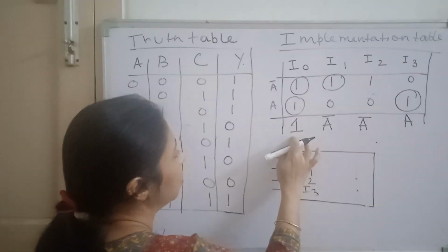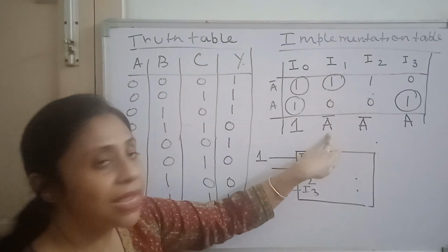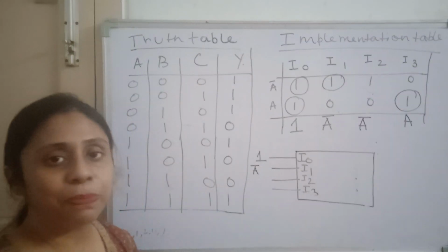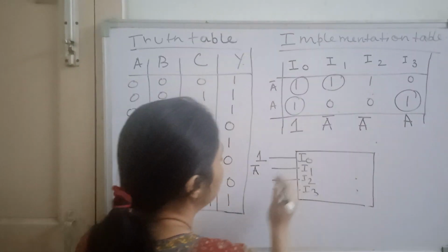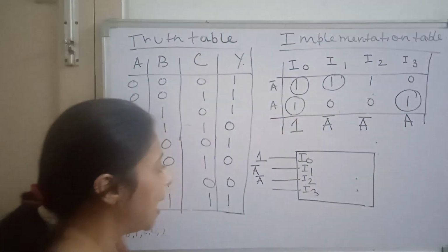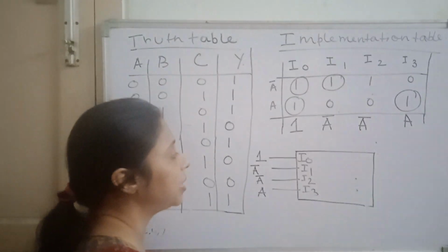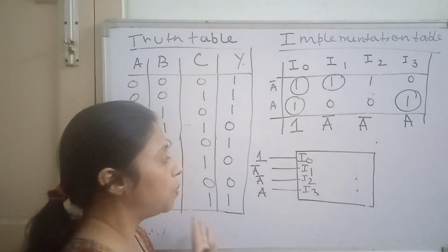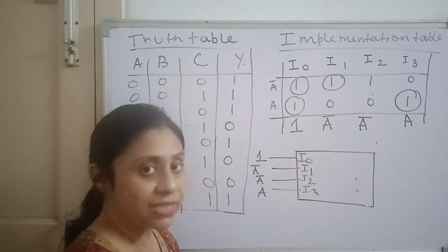See, I0 is logic 1, so connect logic 1. I1 is A bar. When A is passed through a NOT gate, that will give you A bar. Now I2 is also A bar. I3 is A. Right? So we have given the input variable A in input lines. So what are the rest 2 input variables, B and C? We will give them at select line.